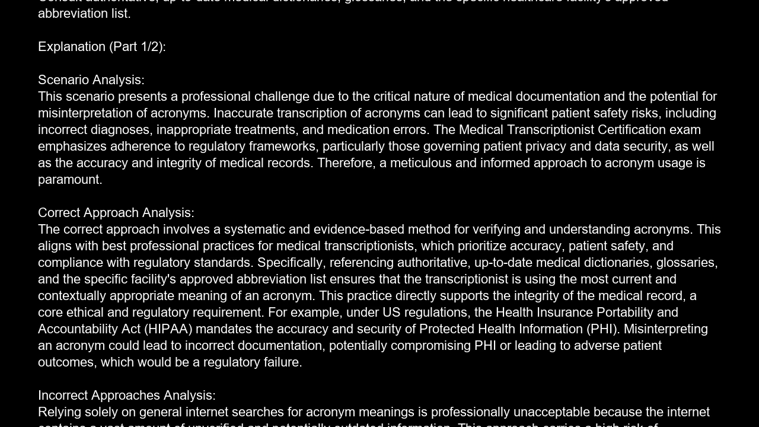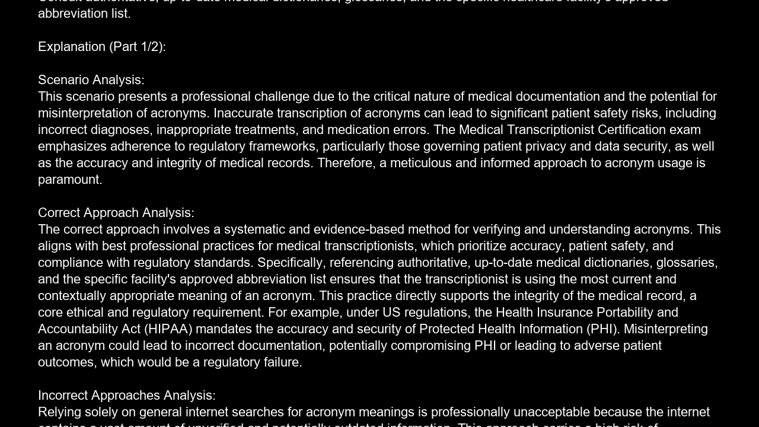This aligns with best professional practices for medical transcriptionists, which prioritize accuracy, patient safety, and compliance with regulatory standards. Specifically, referencing authoritative, up-to-date medical dictionaries, glossaries, and the specific facility's approved abbreviation list ensures that the transcriptionist is using the most current and contextually appropriate meaning of an acronym. This practice directly supports the integrity of the medical record, a core ethical and regulatory requirement. For example, under U.S.